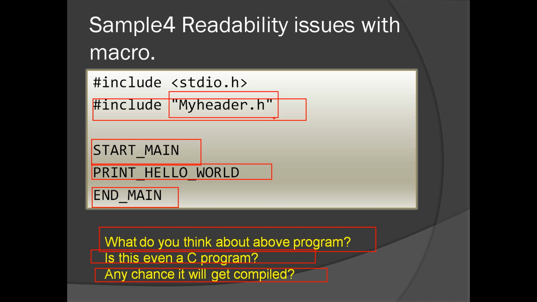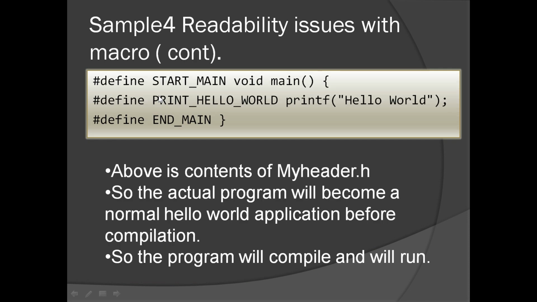So if the myheader.h has these three statements, everything will be fine. So start main is void main, open curly braces, printf hello world is printf hello world, end main is close curly braces. This and this makes this a normal C program after pre-processing.